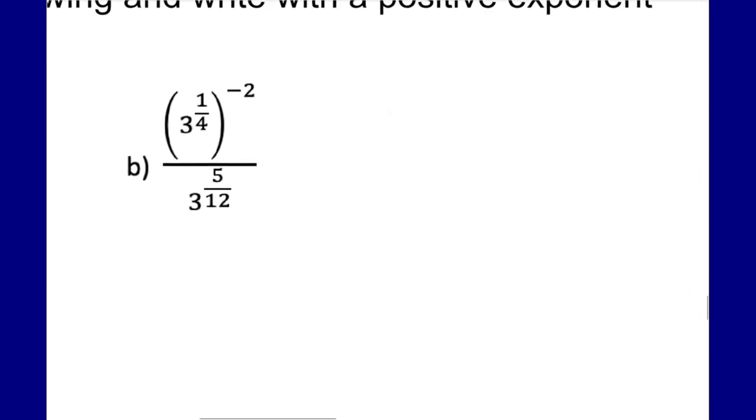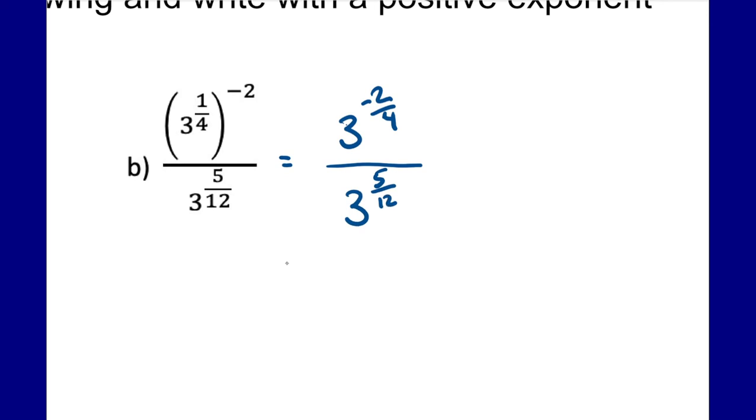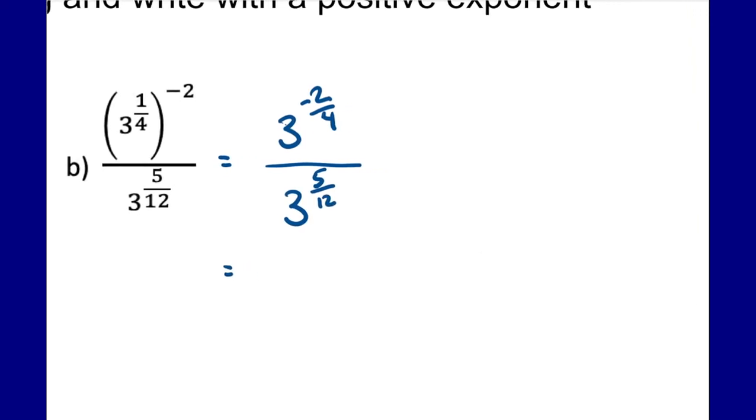For b, similar idea, except we're dividing two powers in the end. We're going to simplify the top first. So 3 to the power of 1 over 4, all to the power of negative 2. This is a power of a power, so I'm multiplying. 1/4 multiplied by negative 2 is negative 2/4, over 3 to the power of 5/12. Now I am subtracting my exponents because I am dividing two powers.